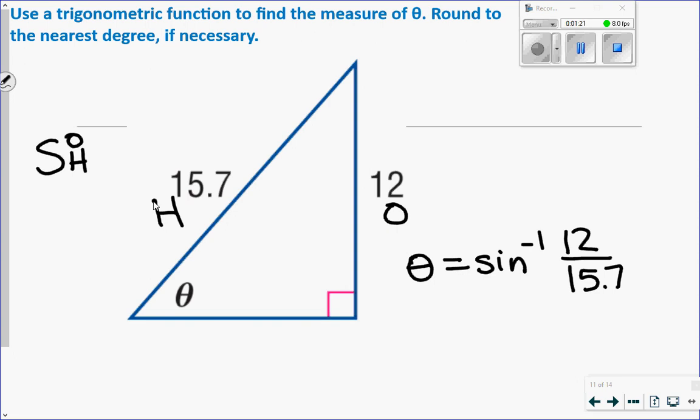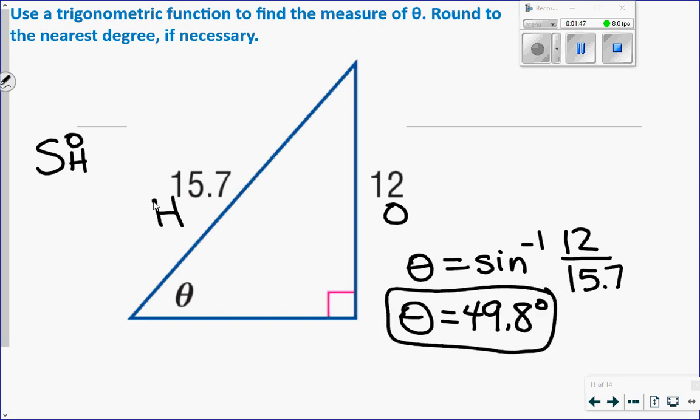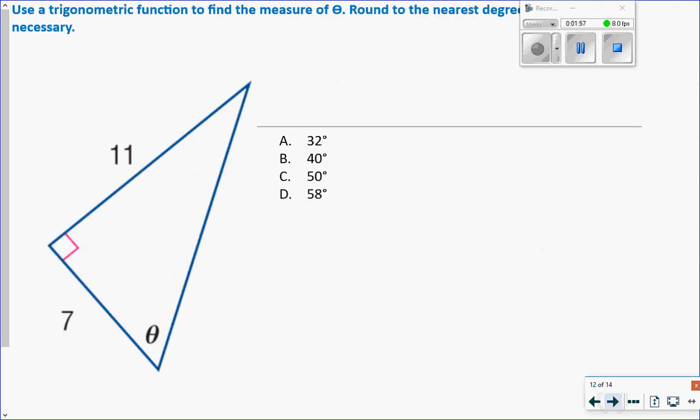And we go to the calculator and we find our sine inverse. And it's in different places based on different calculators. And you want to make sure that you're in degrees because theta will be in degrees. And I'm getting something about 49.8. Now, nearest degree would be 50 degrees. Pretty simple. Let's take a look at this one.